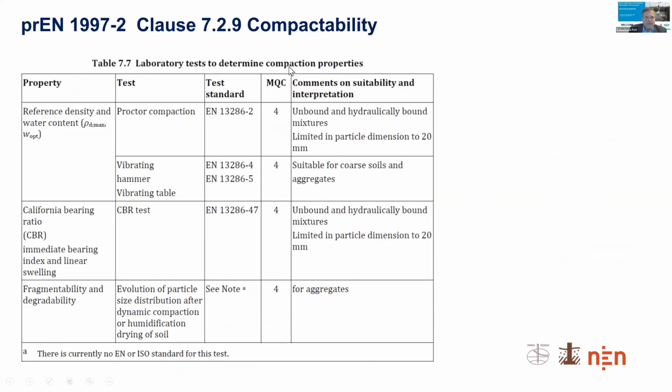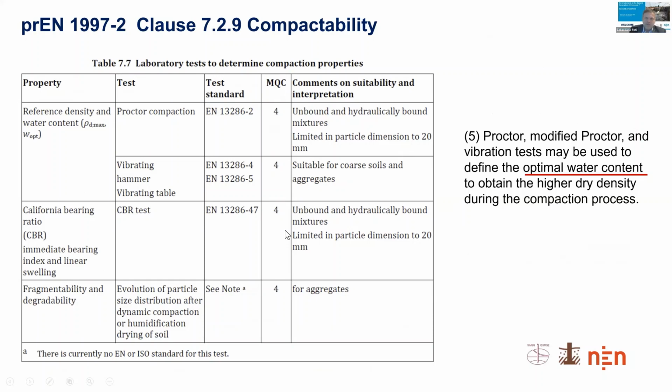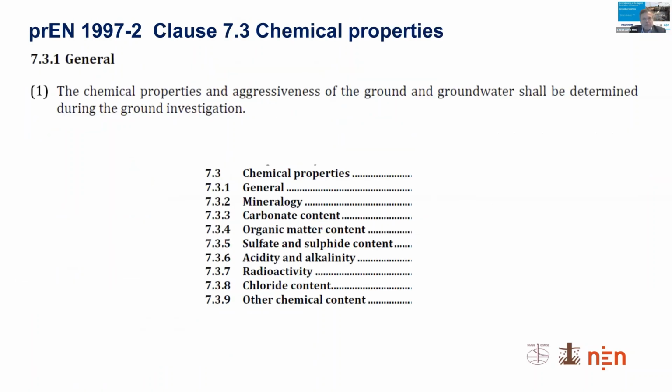Compatibility, clause 7.2.9, again the tests that we can use and the quality that is required with respect to the standards. And here we also have indication about man-made material, so the possibility of using Proctor and modified Proctor and vibration test to define the optimal water content. This is dealing with construction material, and again, it is important to observe that it is a permission whenever we say may. Clause 7.3, chemical properties.